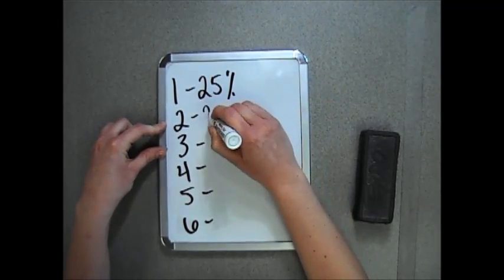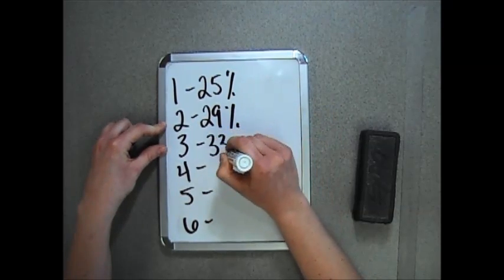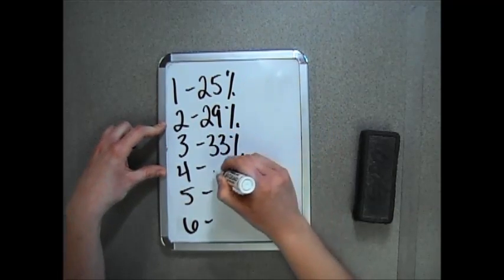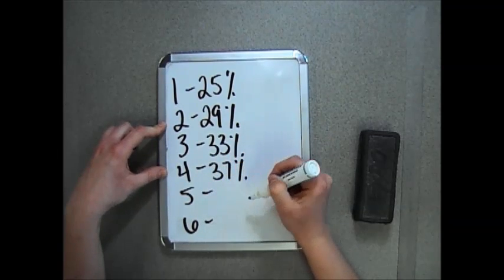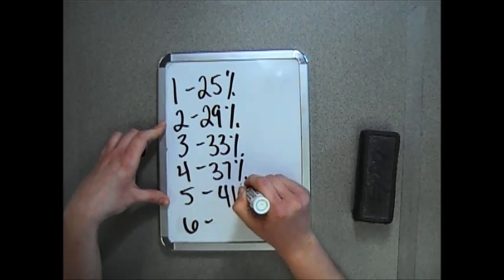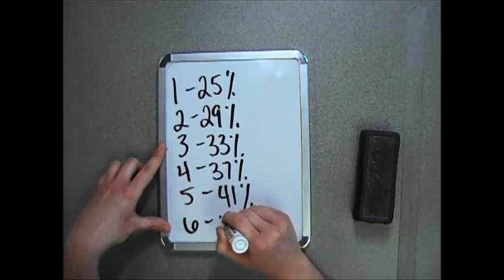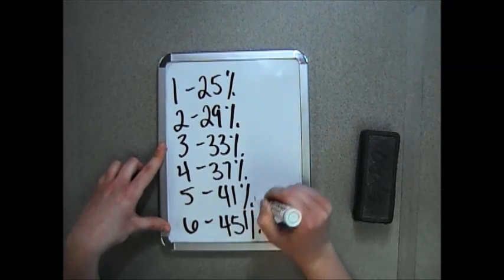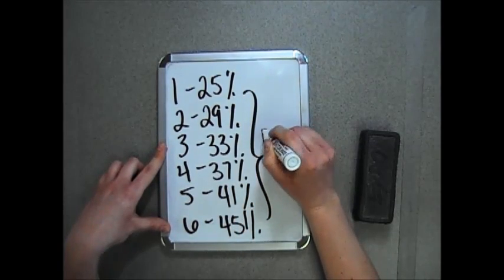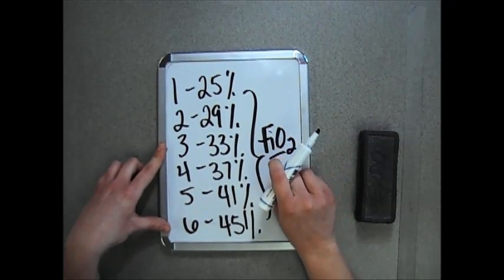2 liters would increase it to 29%. 3 liters would increase it to 33%, 4 liters would increase it to 37%, and then 5 liters would increase it to 41%, and then with your 6 liters of oxygen per nasal cannula is going to increase it to 45%. And so this is all referring to the FiO2 of your nasal cannula device.